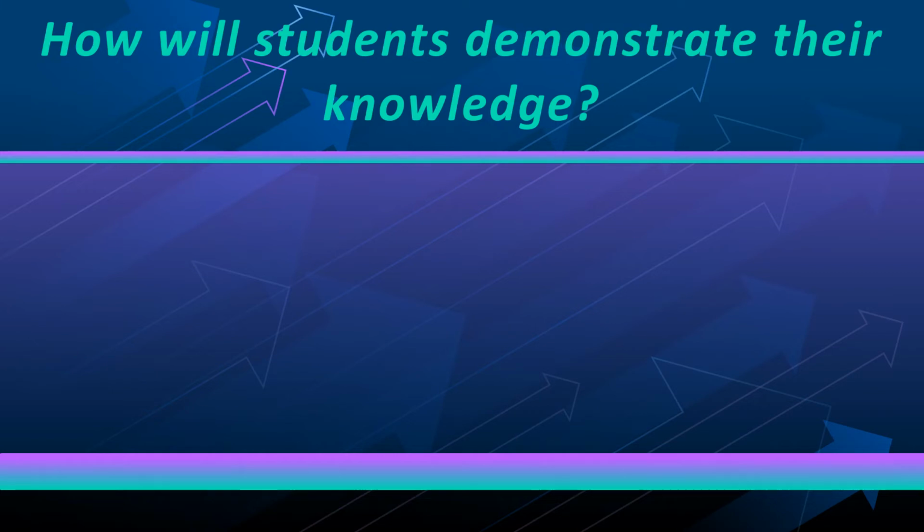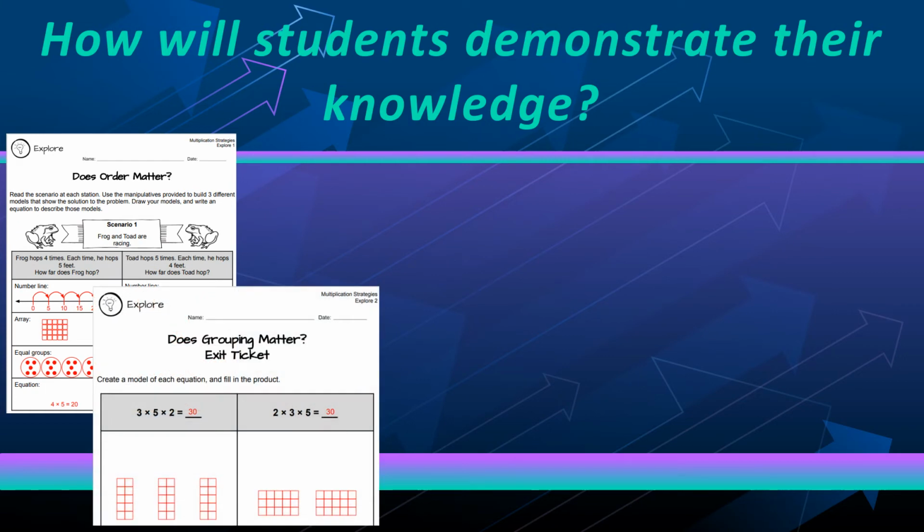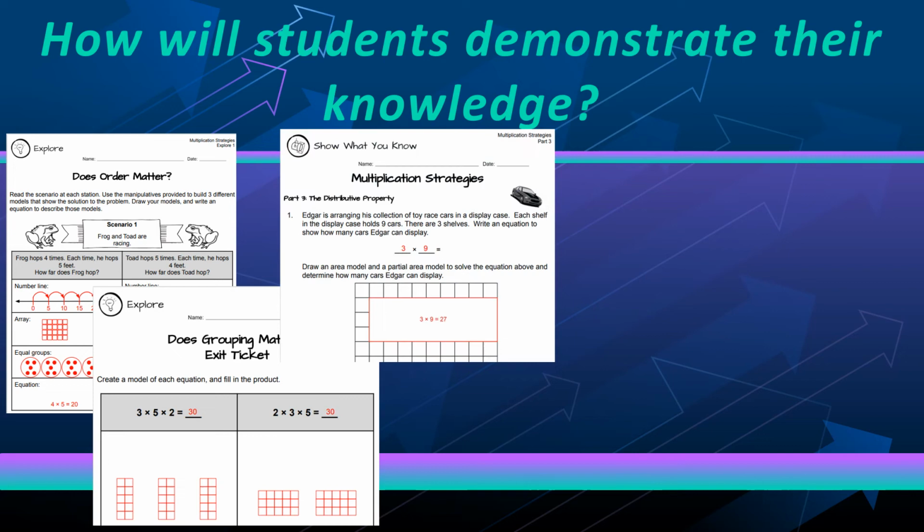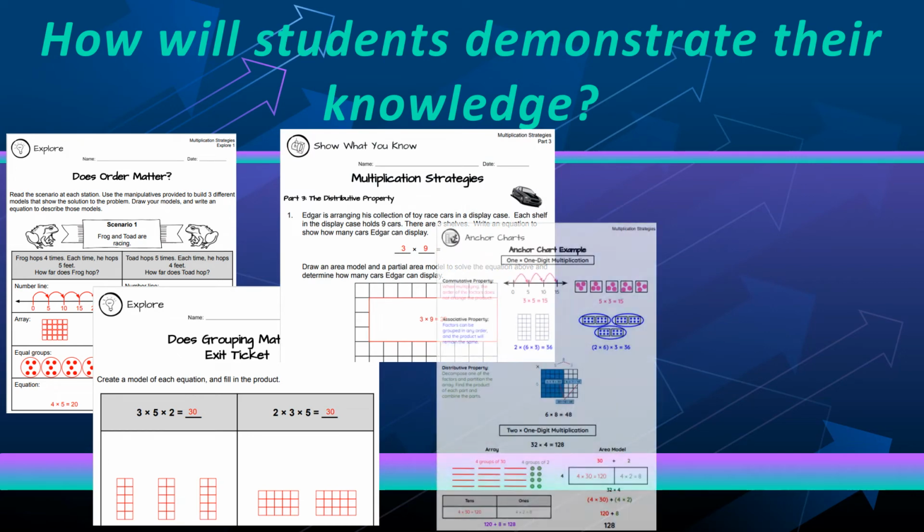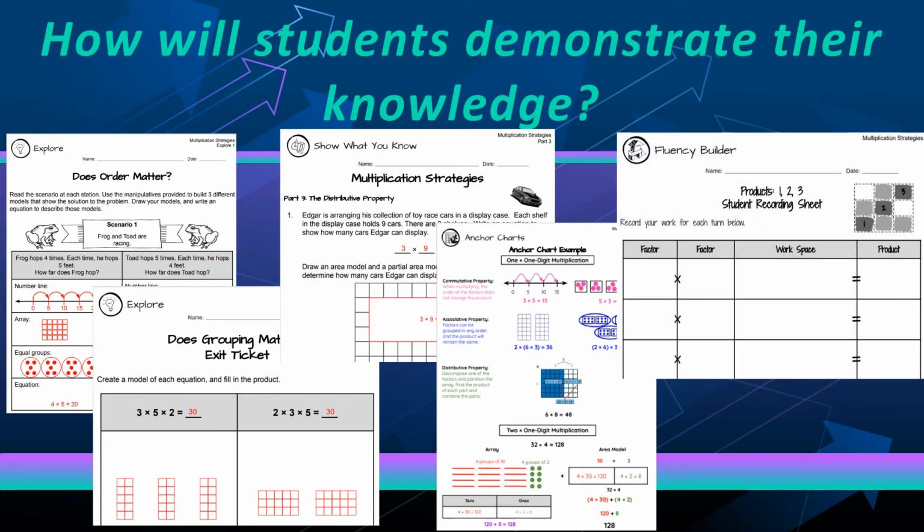Throughout the unit of study, we should see multiple opportunities for students to demonstrate their knowledge and understanding. This could include student journals and exit tickets during the explores, and show what you know tasks as a follow-up. You may see anchor charts around the room that might look like this. Students may use fluency builders with games to practice and elaborate on their content knowledge. These activities provide the teacher with informal assessments to gauge the student's understanding throughout the scope.